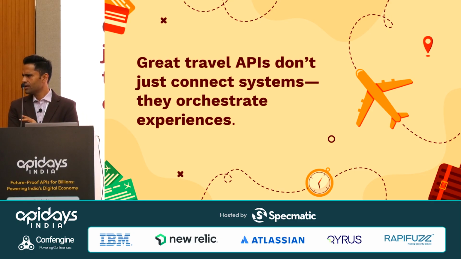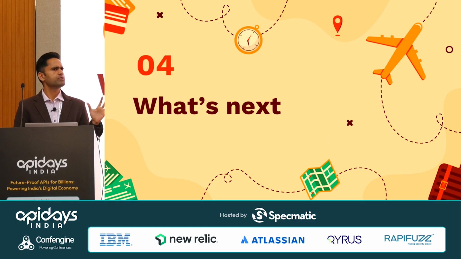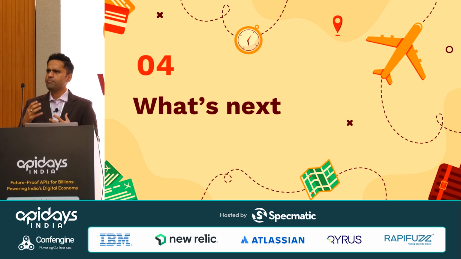Do we have some time? Yeah, perfect. Now, so far we just talked about how APIs work behind the scenes. I hope all of you are clear on that end-to-end workflow. But what's next? What's happening in the travel industry? How APIs can add more and more value to this evolving ecosystem, right?